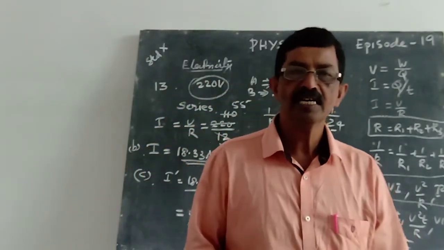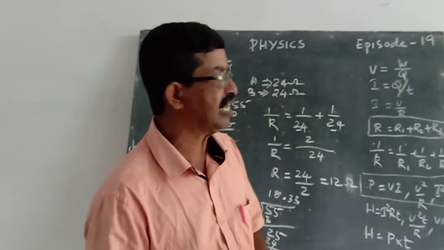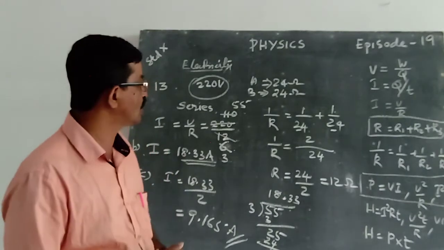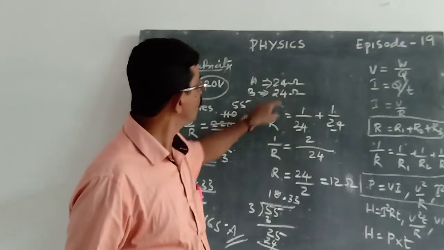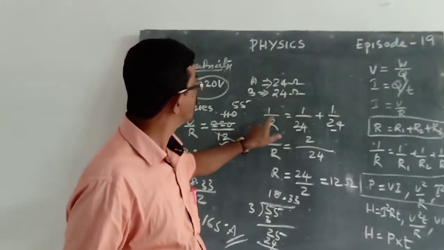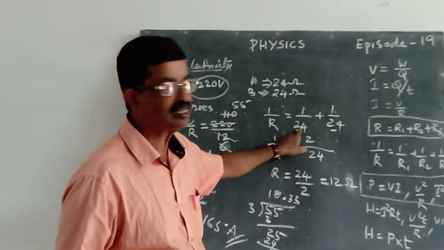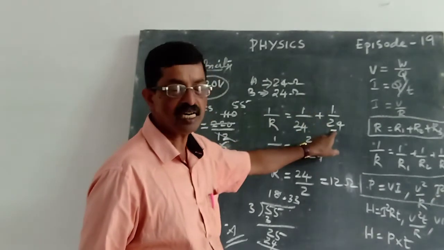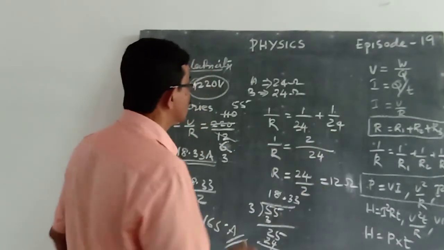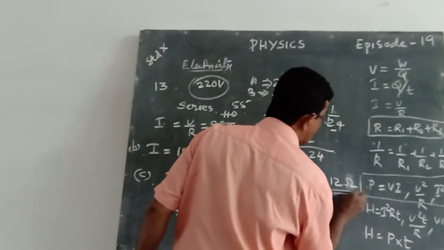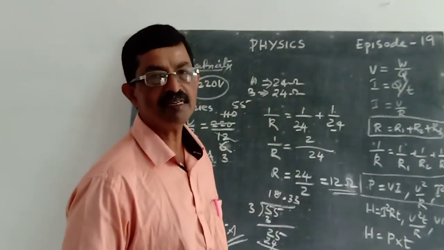Then the current we can calculate by using the relation I is equal to V by R. Then the two resistors are connected in parallel, that is 24 and another 24. That is 1 by R is equal to 1 by R1 plus 1 by R2. Instead of R1 we put 24, and here R2 is 24. From that, we got the total resistance as 12 ohm when they are in parallel.